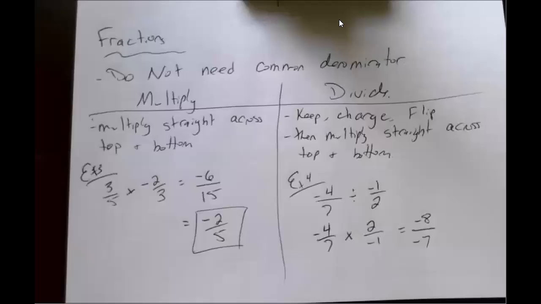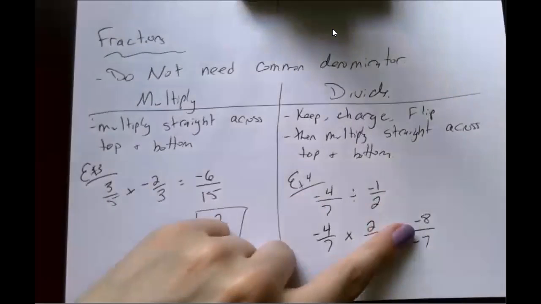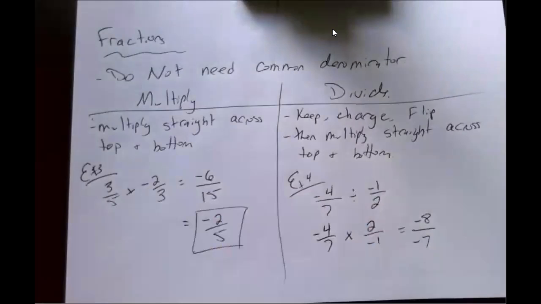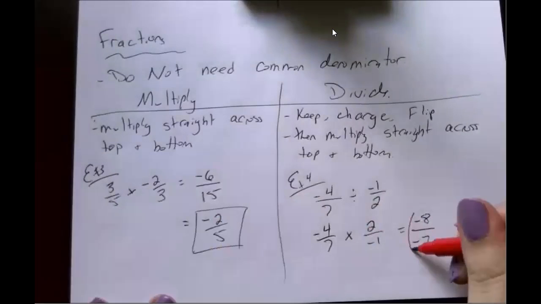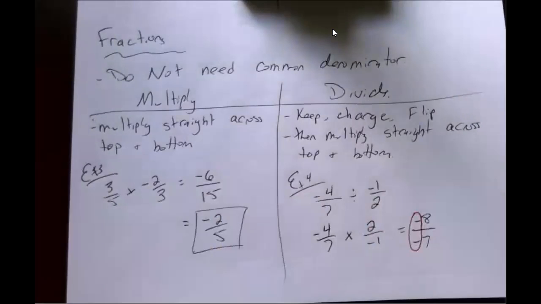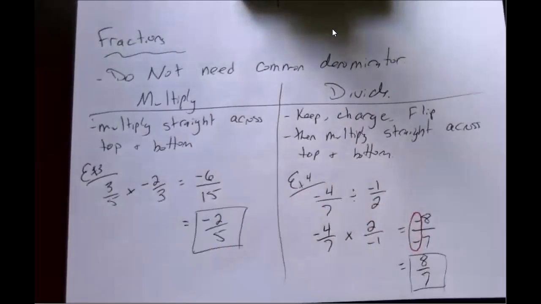Now this time, 8 and 7 aren't both divisible by anything that could simplify this, but one thing you do have to do to simplify this is know that if you have two negative signs, one on the top and one on the bottom, they actually cancel out. So what we end up with is just 8 over 7 as our final answer. Okay?